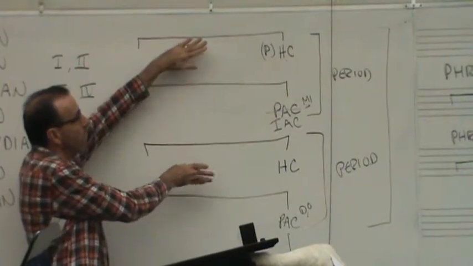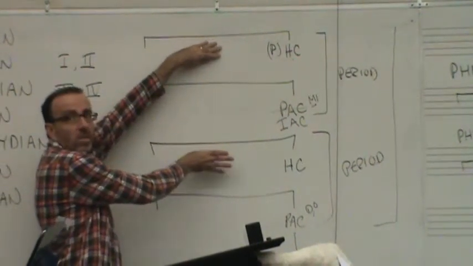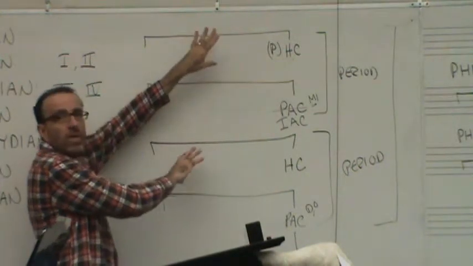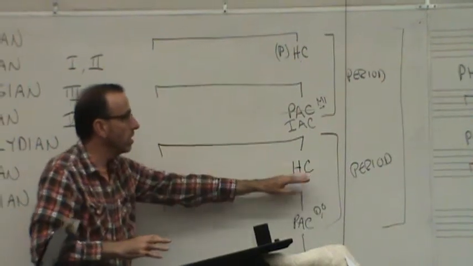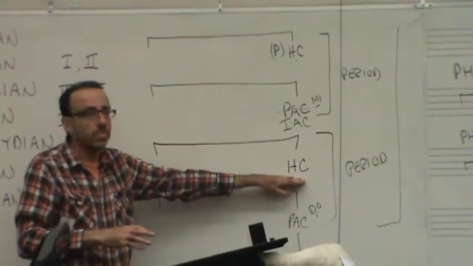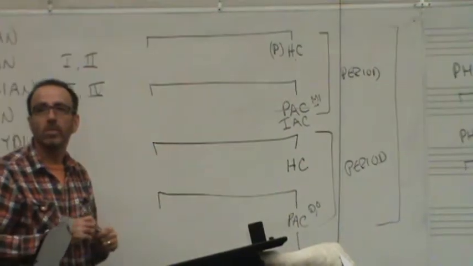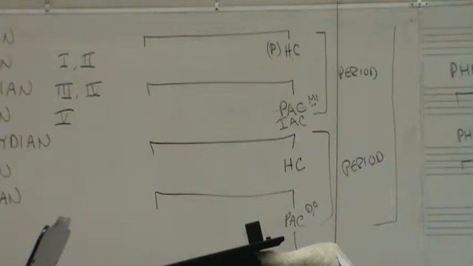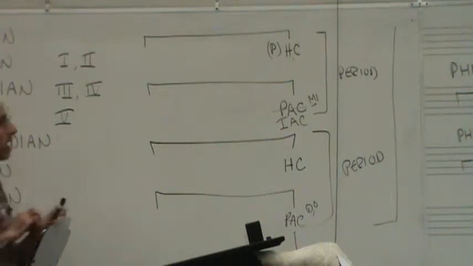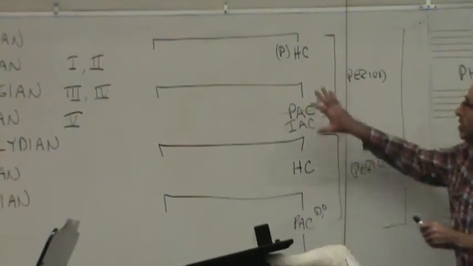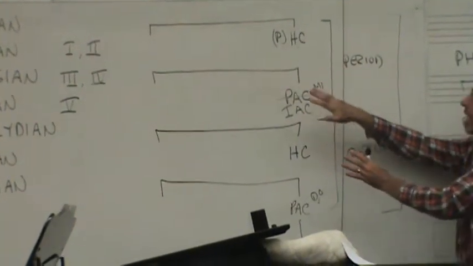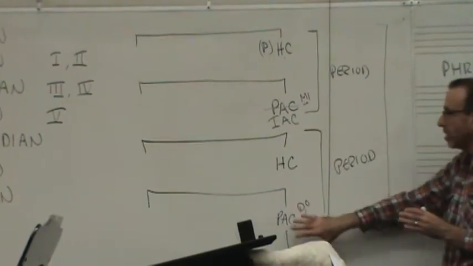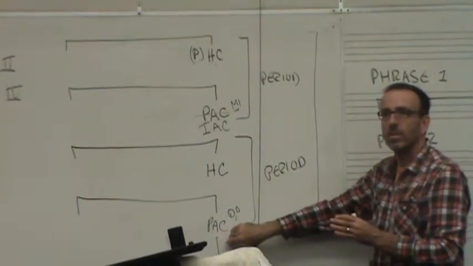So you're looking for parallelism, you're looking for melodic similarities here and here. And if they're there, then it's a parallel double period. If they're not there, which you could have a completely different melody here and still end in a half cadence, then it was a contrasting double period. The definition of the double period really is that you've got two periods together, and the first period ends with some sort of incomplete cadence, and the next one goes on to a perfect authentic cadence.